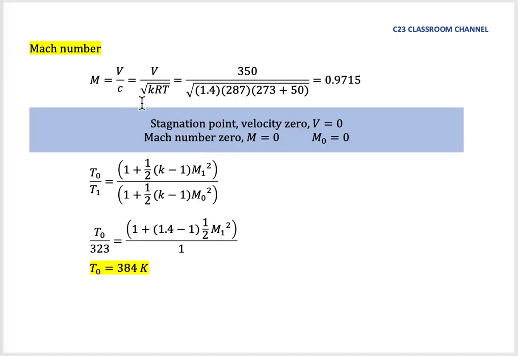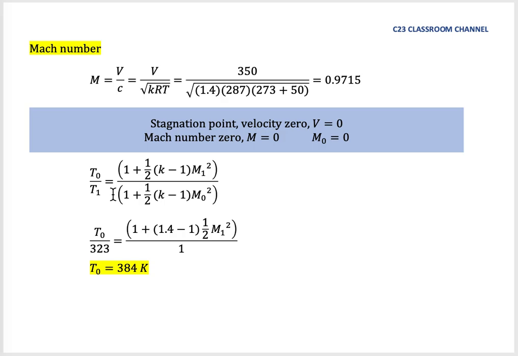This is the equation of Mach number. Mach number equals velocity over speed of sound. We could write it as V over square root of kRT. We substitute all the parameters that we could get from the question. We get a Mach number of 0.9715. Then, if this flow is immediately stopped, we could say that the velocity is 0, so the Mach number will become 0 too.